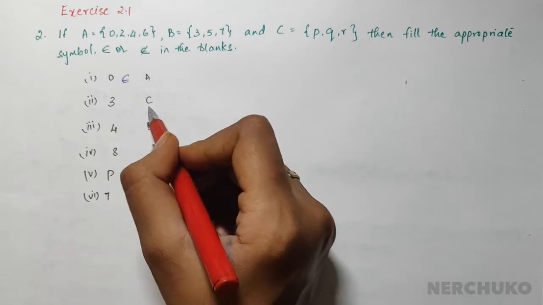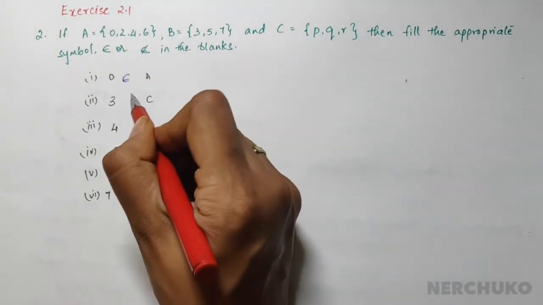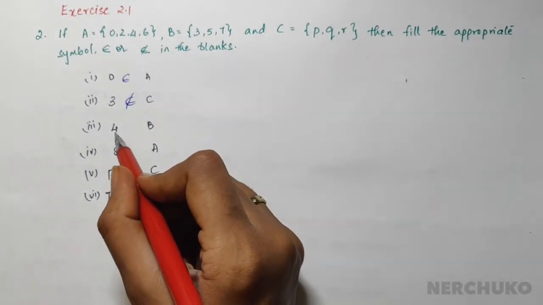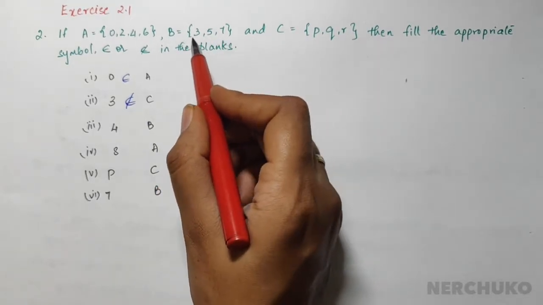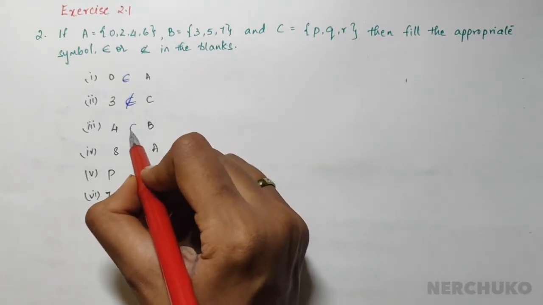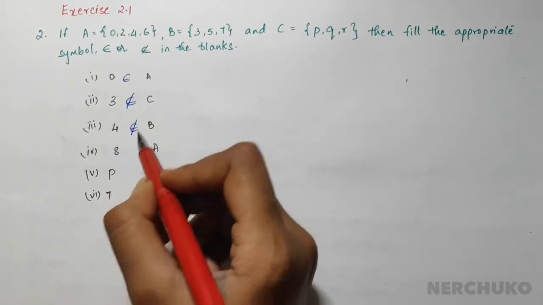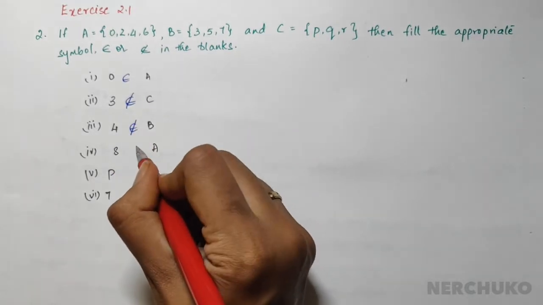Similarly, 3 and C. In set C we do not have 3, so we can write 3 does not belong to set C. 4 and B. In set B we do not have the number 4, so we can write does not belong to. 8 and set A. We do not have 8 in set A, so we can write does not belong to.